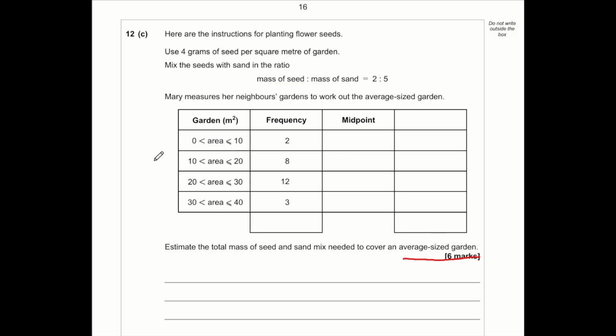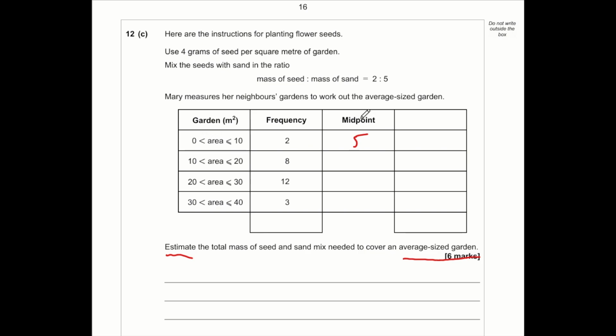Okay, so in order to work out the average sized garden, we need to use this table here. So we know that there are 2 gardens between 0 and 10 square metres. These 2 gardens could both be 10 square metres exactly, or they could be something crazy like 1 square centimetre, which would be absolutely preposterous. So what do we do? We just assume that both these gardens are exactly halfway between 0 and 10. This is why this is an estimate. So we're assuming that these 2 gardens have an area of 5 metres squared. That's the best we can do.